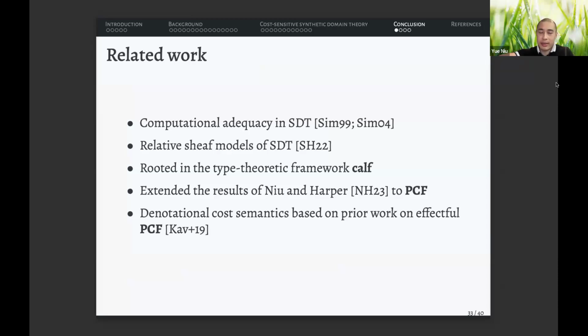And of course, this whole enterprise was started after considering the type theory CAF that was used to unify both cost and functional reasoning for program verification. And in particular, this work extends our previous results from first order recursion to PCF. And lastly, our denotational cost semantics is inspired by prior work on effectful versions of PCF.